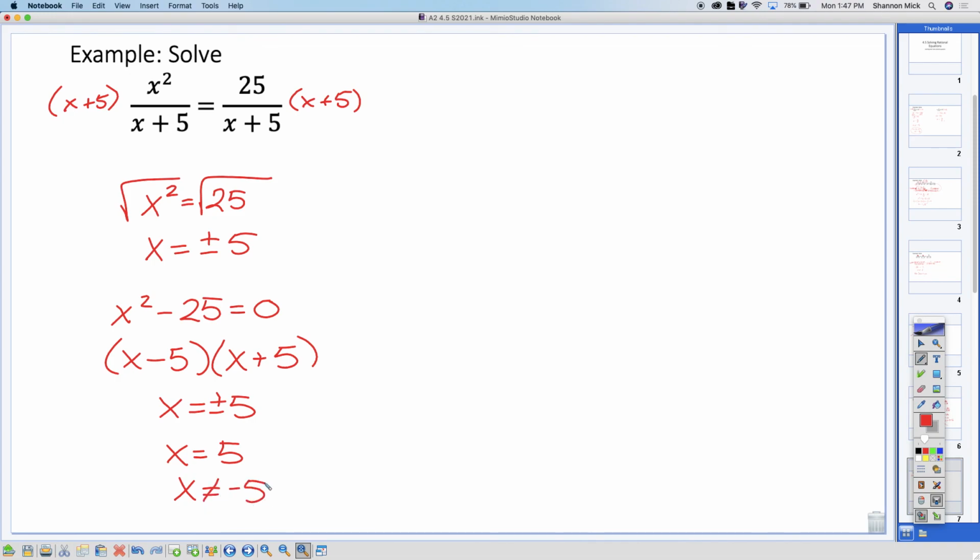And now on this one, do I have to state both of them? Yes, because it physically cannot be negative 5. It's not that it just happened to work. It can't be that.